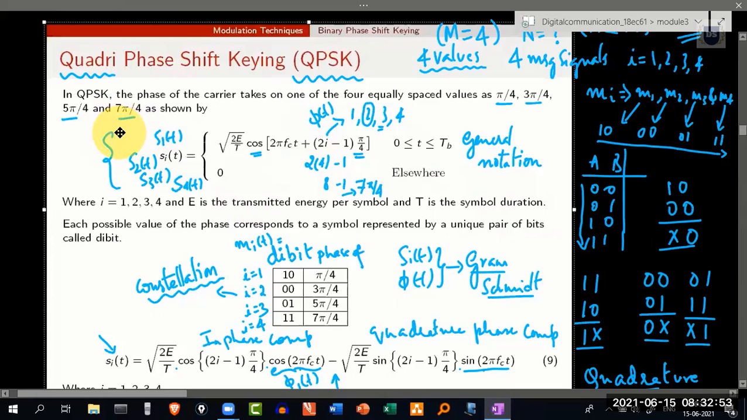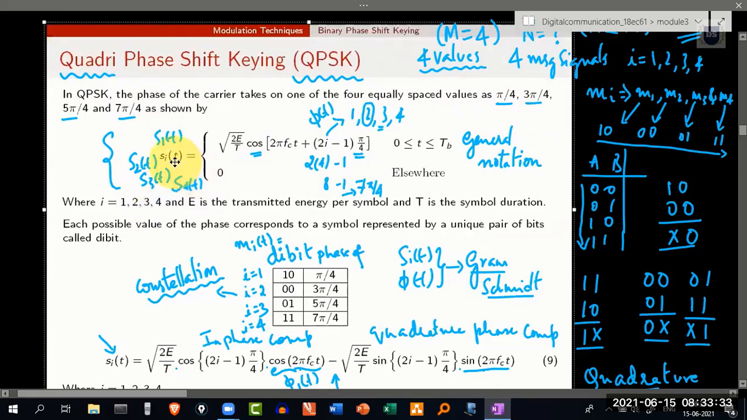And all these message signals have to be in turn converted to signal form: S1 of t, S2 of t, S3 of t, and S4 of t. And because it's quadriphase shift keying, we have to affect the phase part of the signal. So here we'll make use of four different values for phase associated with the four signals. The first signal S1 of t will be associated with a phase value of pi by 4, the second signal with 3 pi by 4, the third signal with 5 pi by 4, and the last signal S4 of t with 7 pi by 4.